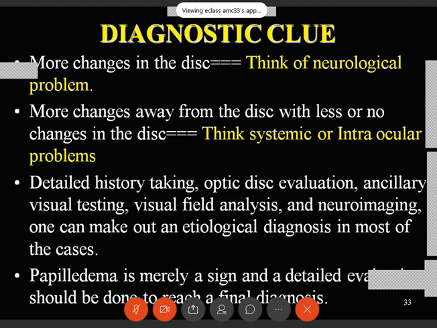For etiological diagnosis, whether tumors, meningitis, hemorrhages or intracranial lesions, neuroimaging, MRI or CT scan, is a must. Papilledema is nothing but a sign, and detailed evaluation should be done to reach the final diagnosis. It is only a sign, papilledema.